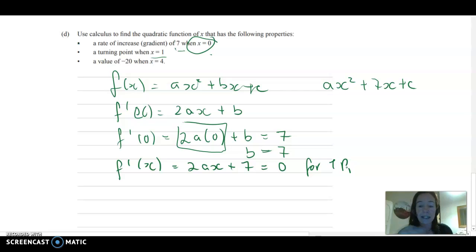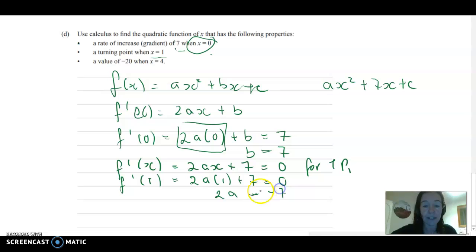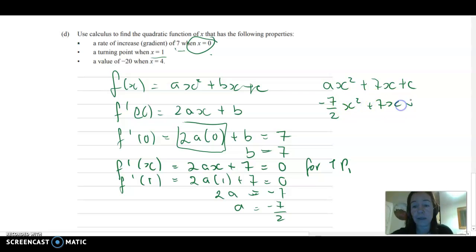I know that this turning point is when x is 1, so I'm going to substitute x is 1, so it'll be 2 times a times 1 plus 7 equals 0. I hope that all makes sense. So this will just be 2a equals negative 7, so a will equal negative 7 over 2. So I now know I've got negative 7 over 2 x squared plus 7x plus c.